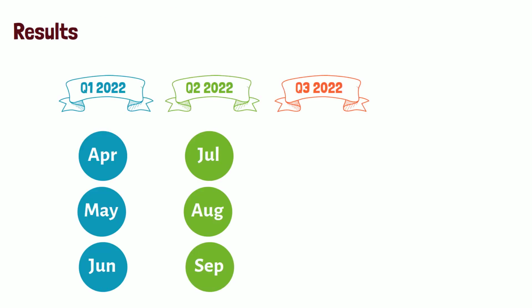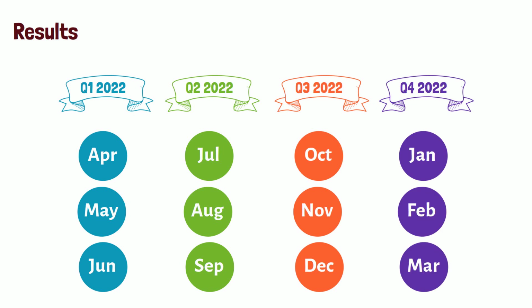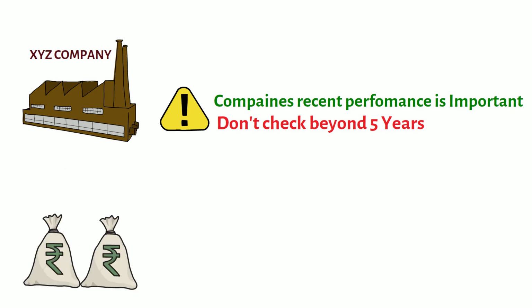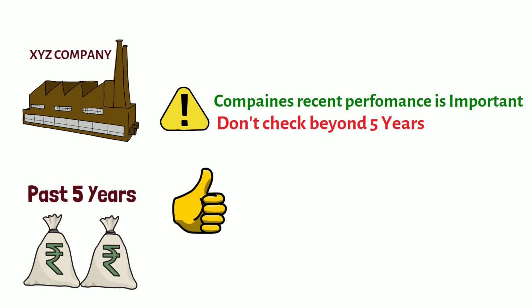Results. Companies post their audited profit or loss for every quarter, which is called the quarterly result. Annual result is a consolidation of the 4 quarterly results. The performance of a company in the recent years is important, so don't look at the financial results beyond 5 years. If the profit of a company grew by 2 times in the past 5 years, it is a good buy. Make sure the company's sales and profit are rising consistently in the past 5 years.